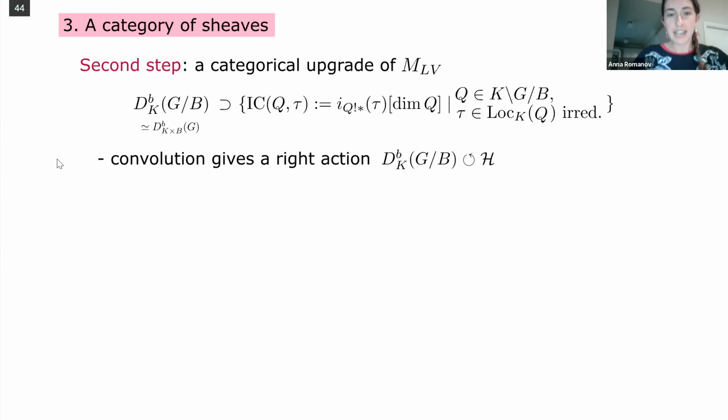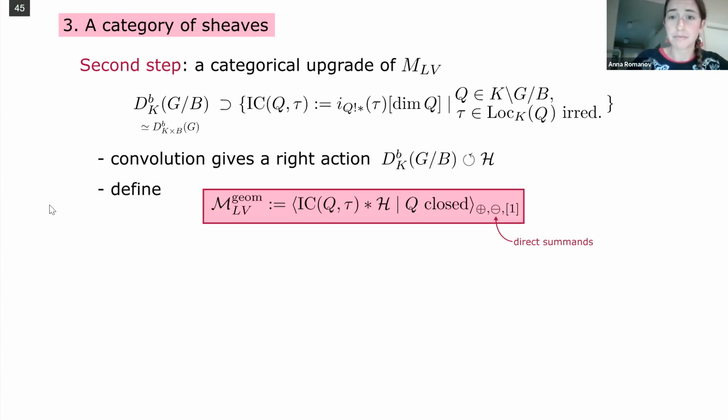But the nice thing about this setup is that because of the convolution formalism that exists in the B-equivariant derived category, we naturally have a right action of B-equivariant sheaves on these K-equivariant sheaves. And this is just an action given by convolution. And so in particular, we have an action of the Hecke category.